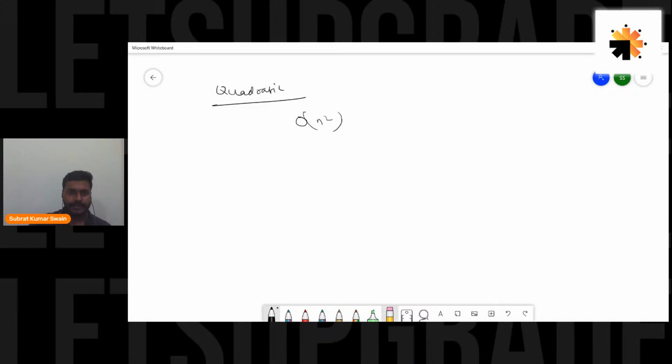Let me pick an example to make you understand. If I have a loop for i equal to 1, i less than or equal to n, i plus plus, then inside it for j equal to 1, j less than or equal to n, and again j plus plus, and let's say here there is some statement, let's say hi.